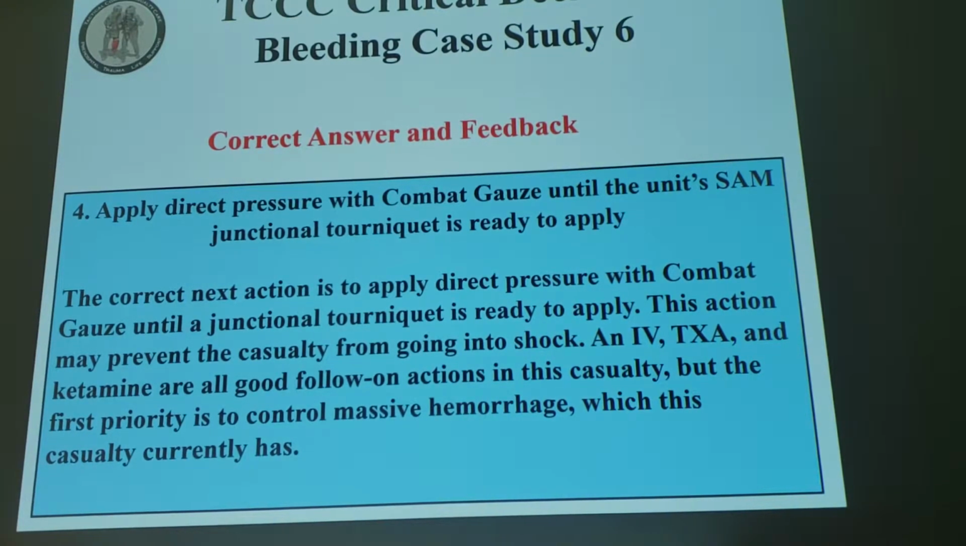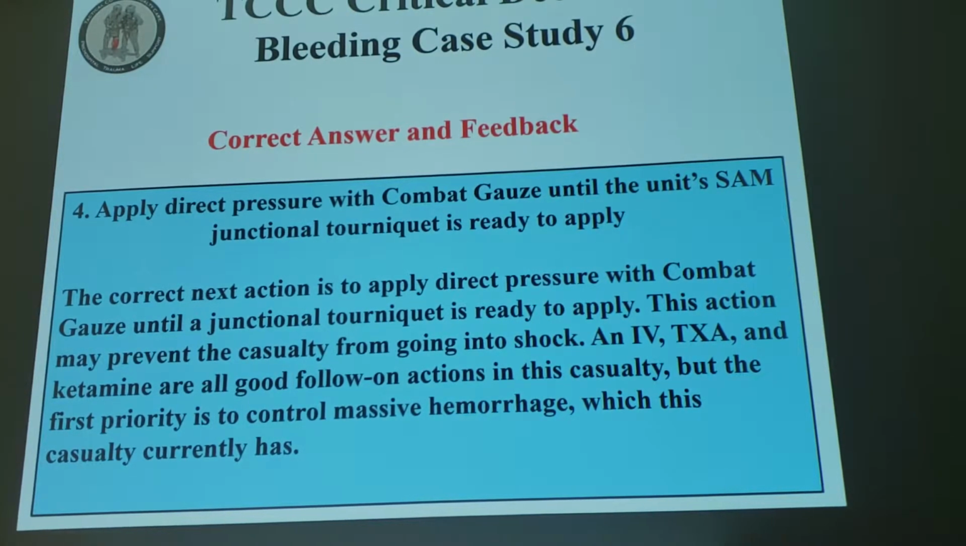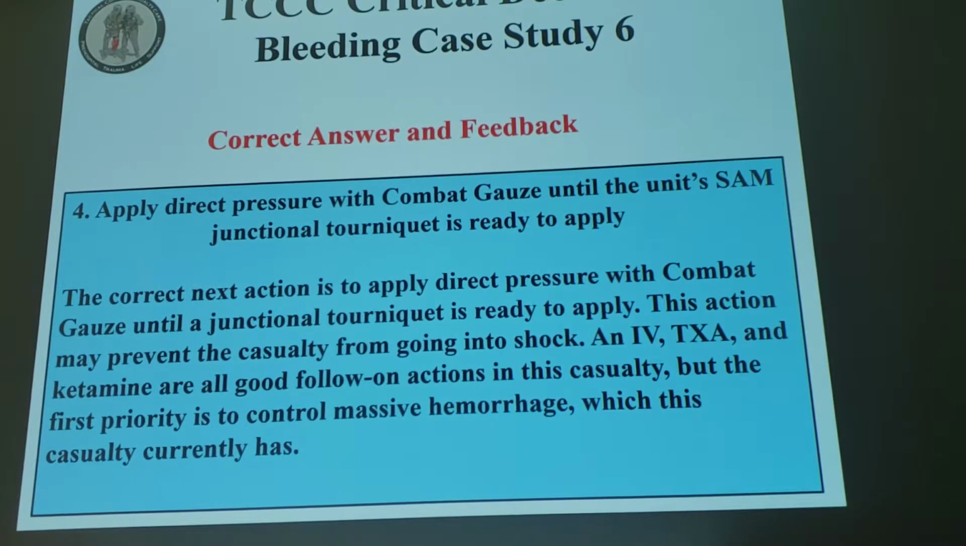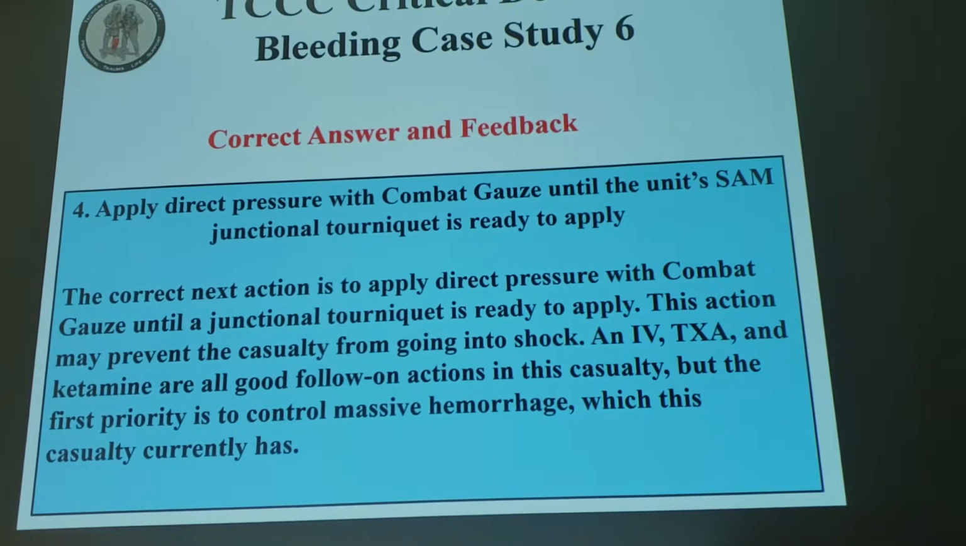Cool. The correct next action is to apply direct pressure with combat gauze until a junctional tourniquet is ready to apply. This action may prevent the casualty from going into shock, because bright red blood in the body is better than on the ground. An IV of tranexamic acid and ketamine are all good follow-on actions in this casualty, but the first priority is to control massive hemorrhage, which this casualty currently has. He's got no legs.